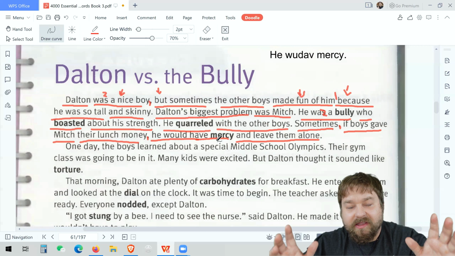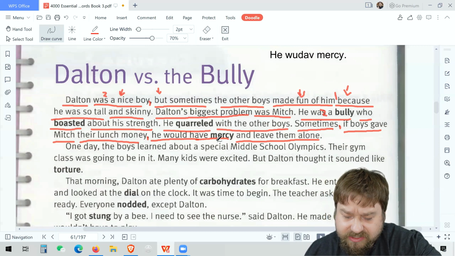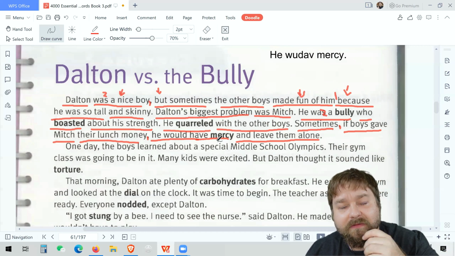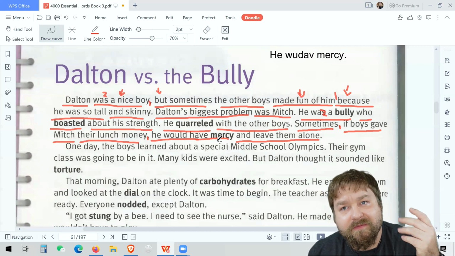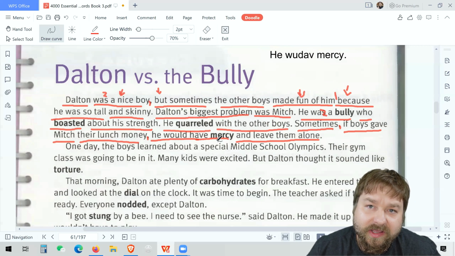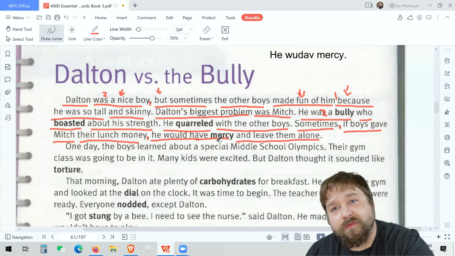So now let's think about this. He would have mercy. He would have mercy. This is a neutral thing. I don't feel one way or the other. The last part is where the feeling comes in. He would have mercy and leave them alone.